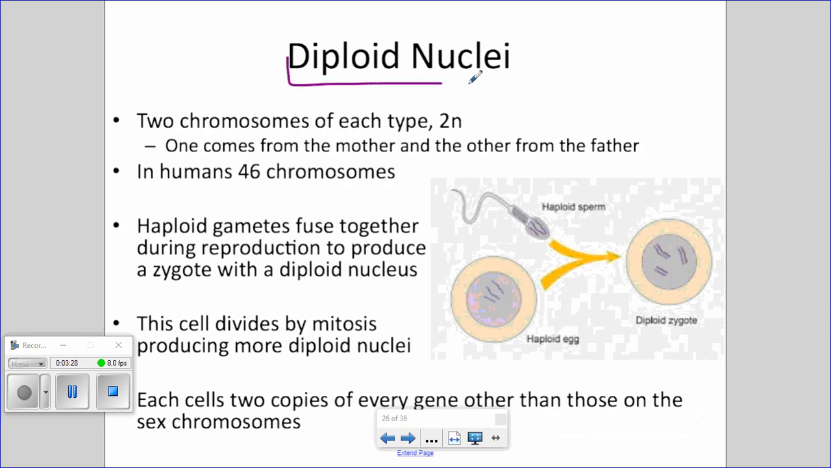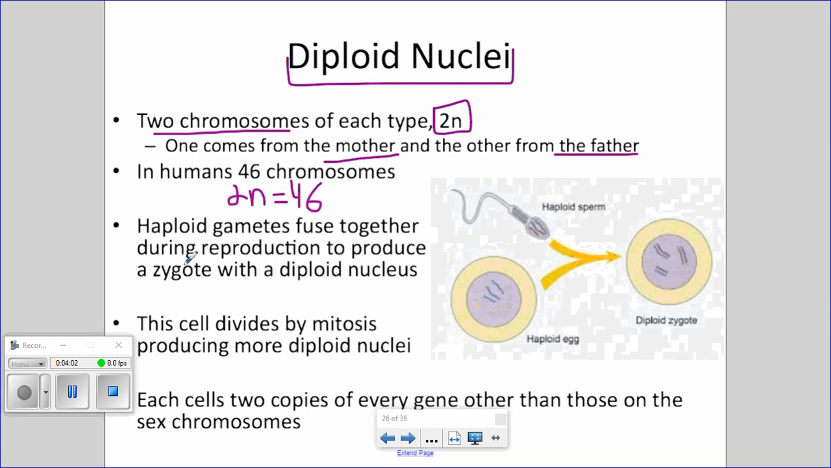In a diploid nucleus, we have two chromosomes of each type, and we represent that as 2N. Remember from the previous slide, we stated that one chromosome will come from the mother, this is the egg cell, and the other will come from the father, this is the sperm cell. So in humans, we have 46 chromosomes. To indicate this diploid nucleus, we would write 2N equals 46.